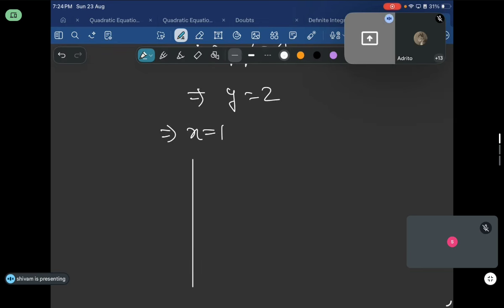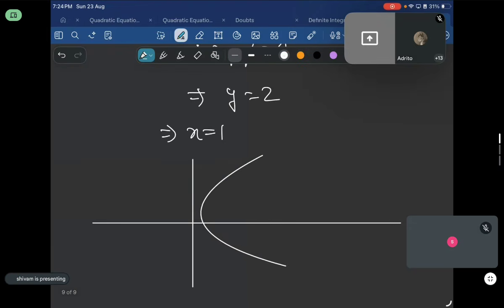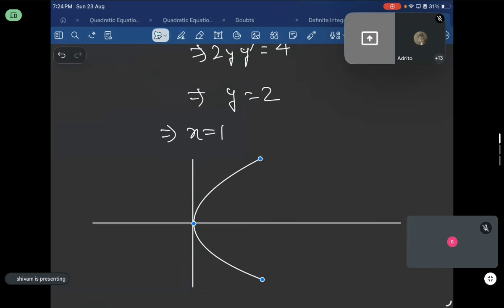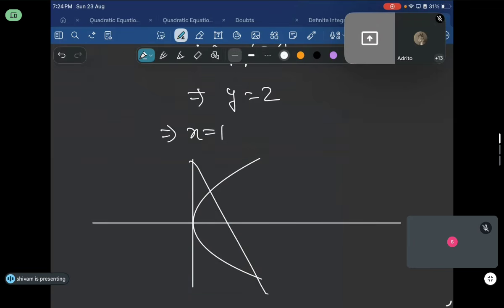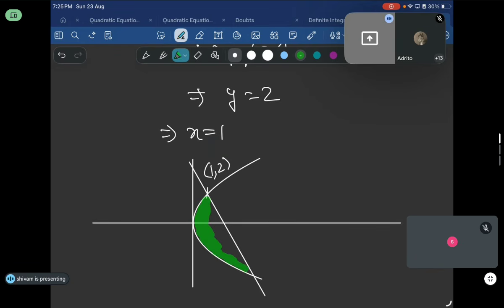The graph will look somewhat like this. Tell me, those who are online, are you people getting it? Yes or no? So this is the parabola. This is the graph. This point is 1, 2. And this is the region we need to find out. Anyone having any doubt, you can ask me now.